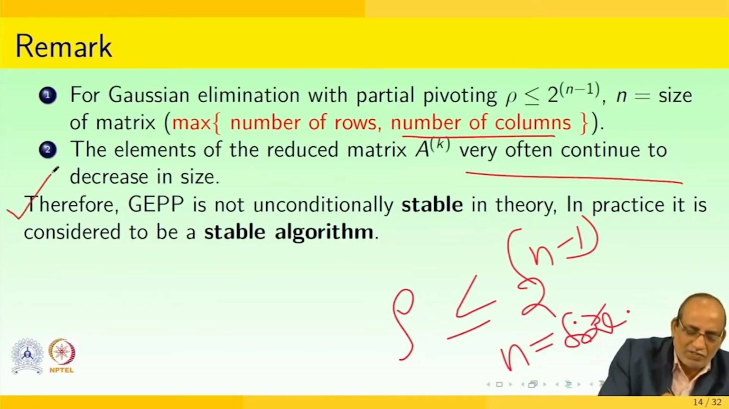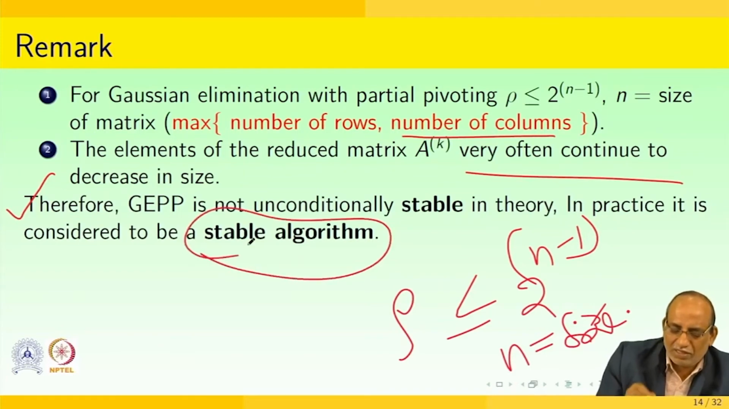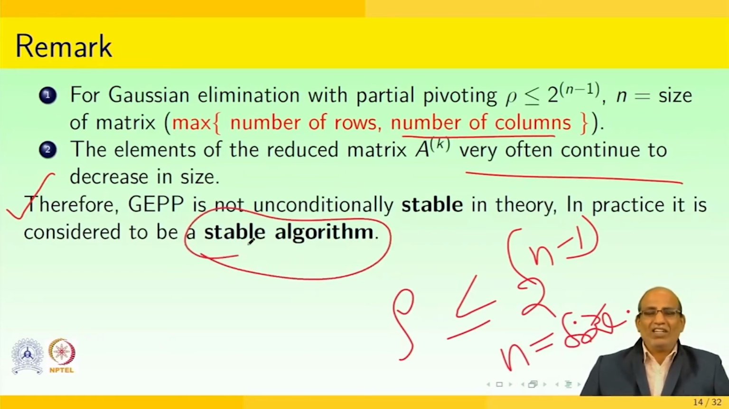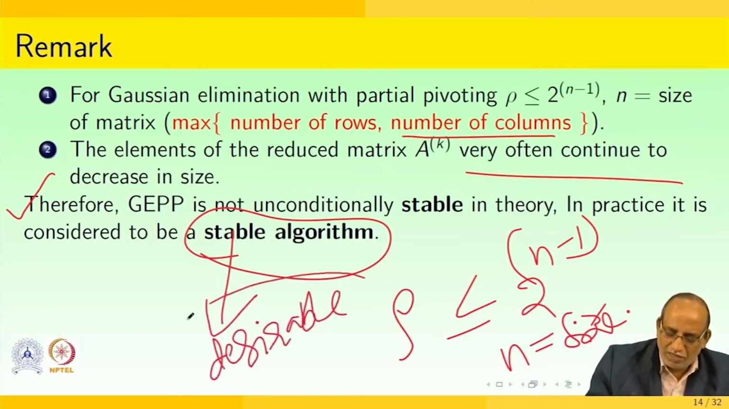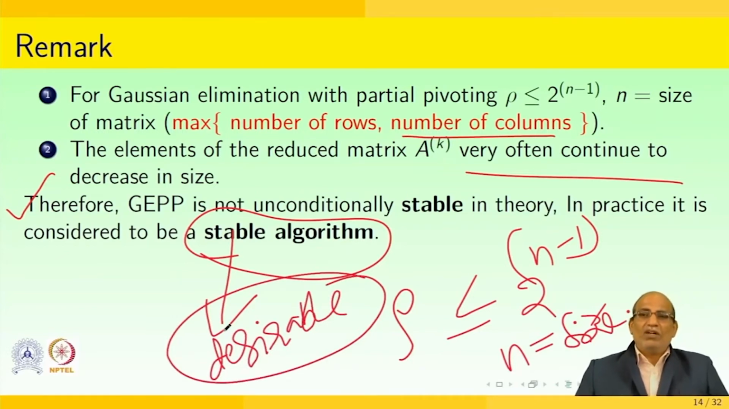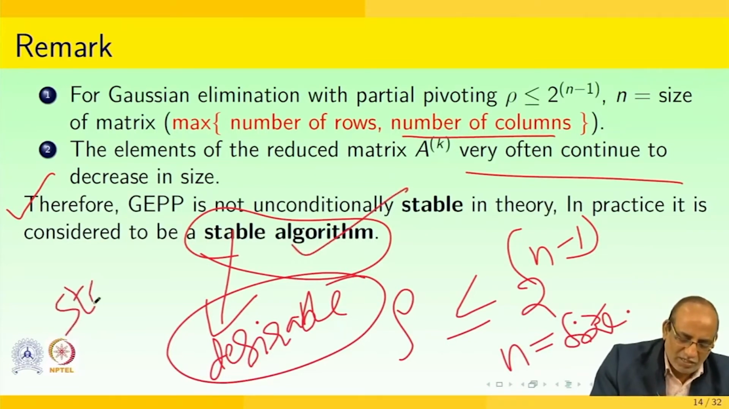Another observation is that Gaussian elimination with partial pivoting is not unconditionally stable in theory, but in practice it is considered to be a stable algorithm. When you do Gaussian elimination with partial pivoting, you are able to get a nice solution, which we call the best approximation. So this is a desirable case. So the idea is that Gaussian elimination with partial pivoting is not unconditionally stable in theory, but when it comes to practice, it is considered to be a stable algorithm.